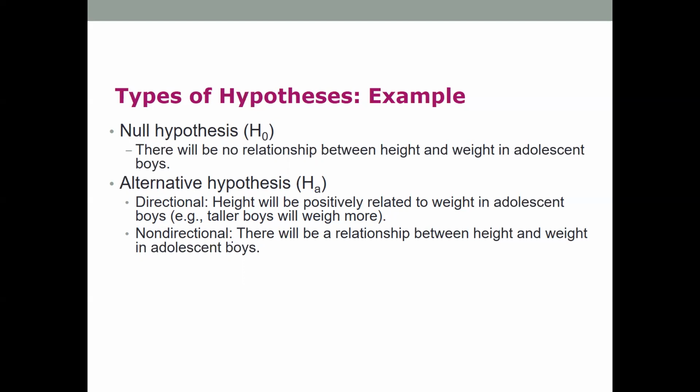The non-directional hypothesis says there will be a relationship between height and weight, but it doesn't indicate what type of relationship that would be. So here we have a hypothesis that says it will be positively related, whereas the non-directional alternative hypothesis says there will be a relationship, but it doesn't indicate which direction the relationship will be.